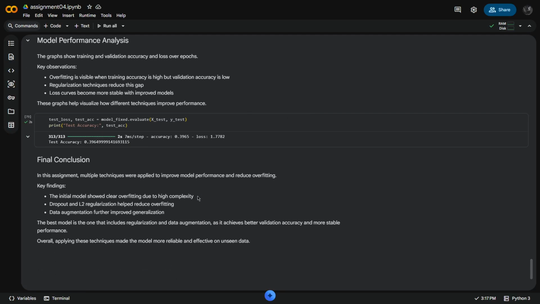In conclusion, overfitting was successfully demonstrated and reduced using dropout, L2 regularization, and data augmentation. These techniques improve model performance and generalization.